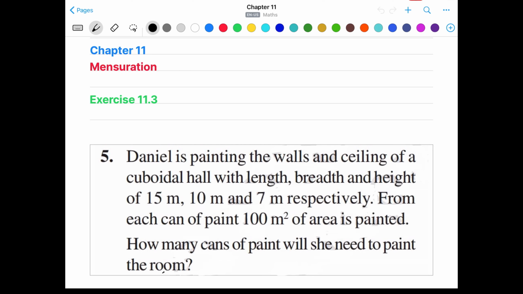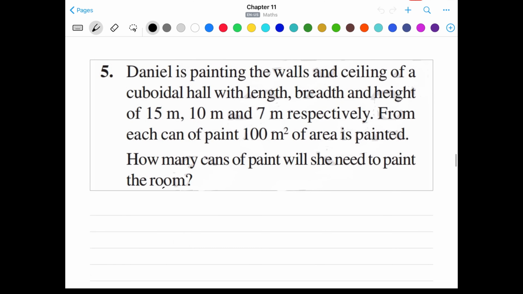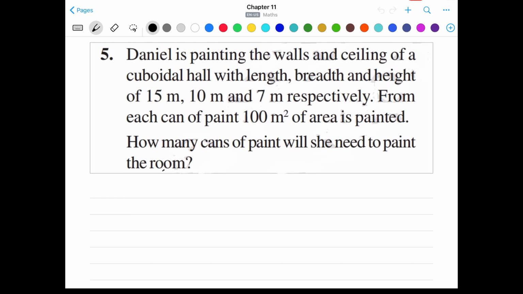Since we've already covered the first 4 questions of exercise 11.3 in the previous session, we are going to start with question number 5 now. Question number 5 is: Daniel is painting the walls and the ceiling of a cuboidal hall with length, breadth and height given as 15 meter, 10 meter and 7 meter respectively. From each can of paint, he can paint 100 meter square of the area. We have to calculate how many cans of paint will she need to paint the room.